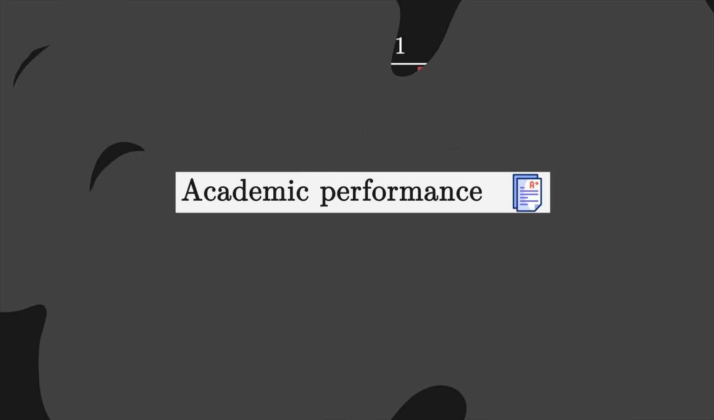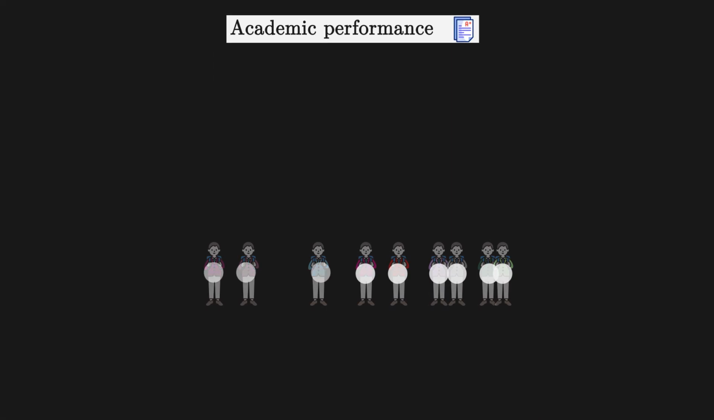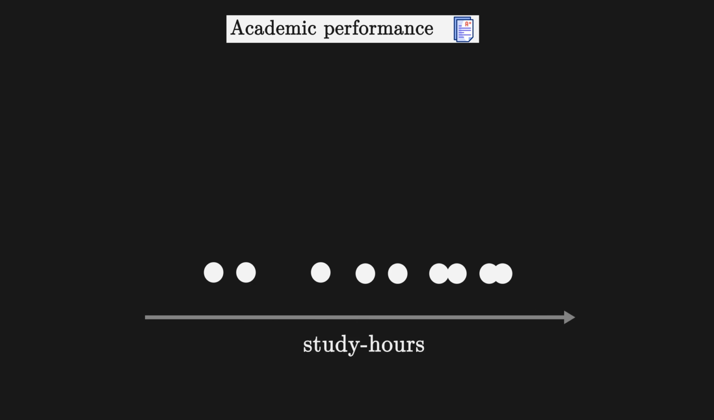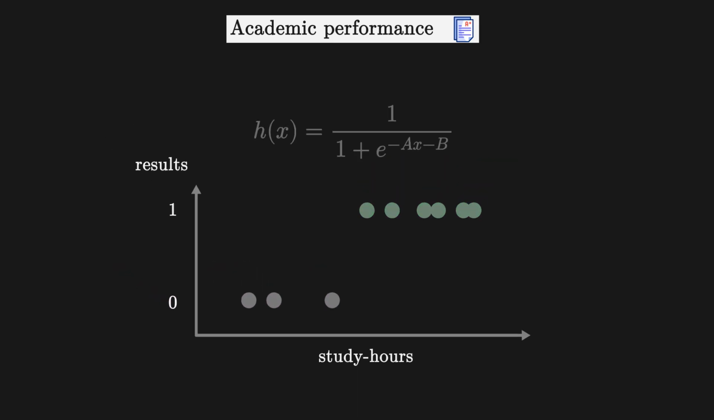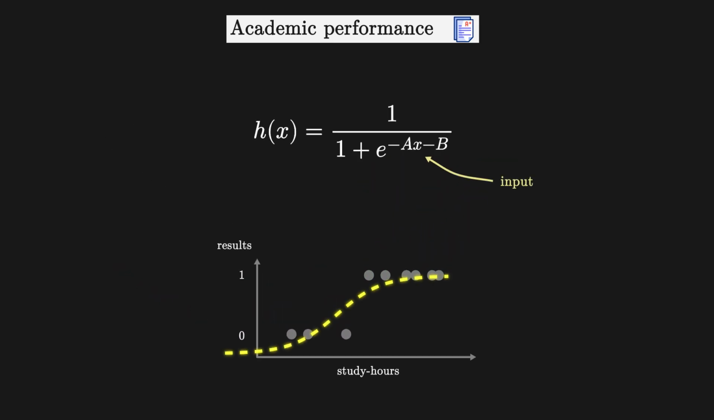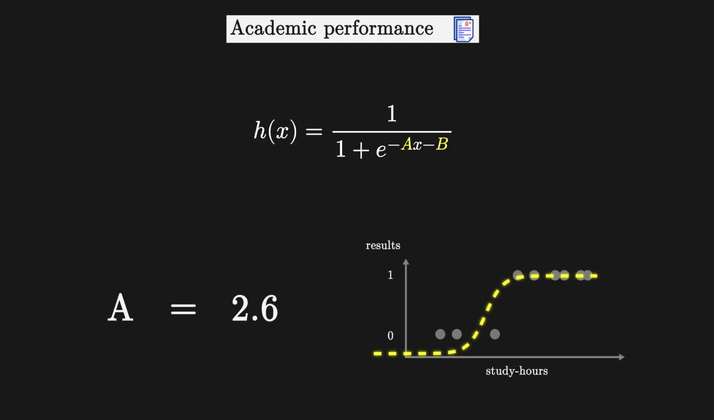If we look at a simple example like the academic performance, on the x-axis the hours spent studying, and on the y-axis the outcome of that student, passed or failed, our sigmoid function will look like this. The x here is our input data, and the only variables are the parameters a and b, and just like before, vary the a to stretch or squeeze the sigmoid, vary the b to move it around.